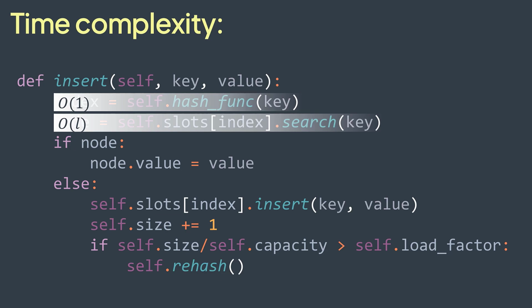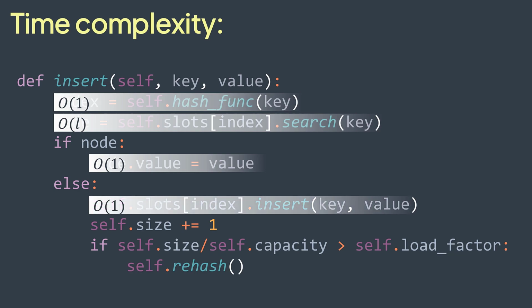If we find the node, we just update the value, which costs O of 1 time. But if we don't, we need to insert. Inserting in a linked list, as we're doing it, costs O of 1 time because we're inserting at the head. But if it causes the ratio n by m to go over the load factor, we need to rehash, which costs O of n on average because we need to traverse all elements and insert them.